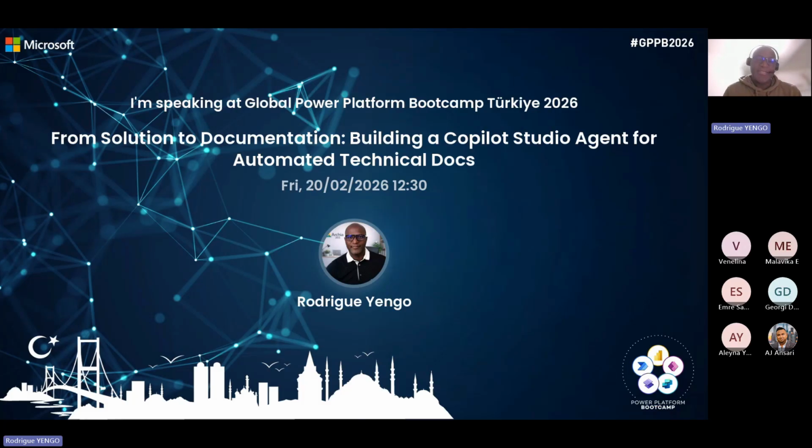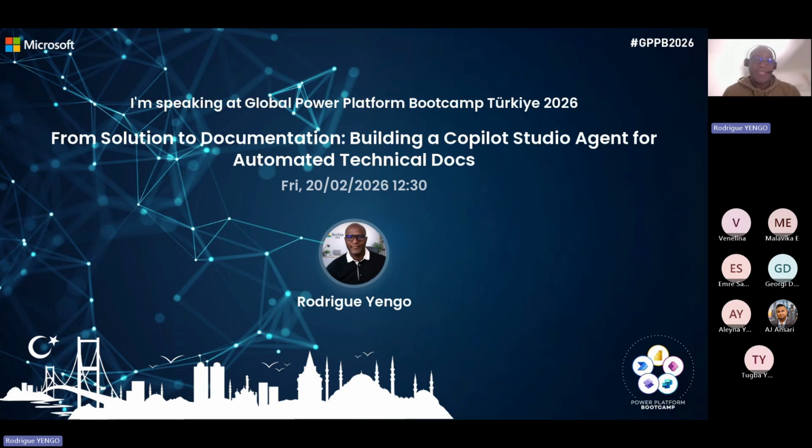two main files in a solution. We have solution.xml and also customizations.xml. They contain a lot of information about the solution, so about the project. My goal is to leverage both files to find what information they contain. And after that, I will leverage AI to produce all the documentation, all the content we need.